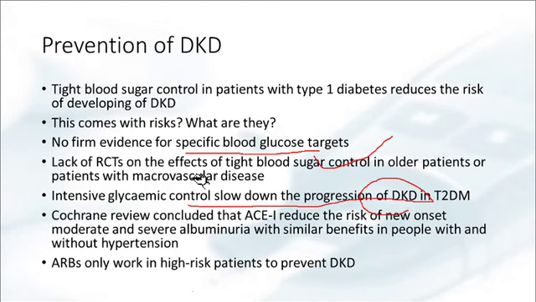A Cochrane review concluded that ACE inhibitors reduce the risk of new onset moderate and severe albuminuria with similar benefits in patients with or without hypertension, and ARBs only seem to work in high risk patients to prevent DKD. So essentially, once a person has DKD, what you should be prescribing them is an ACE inhibitor, particularly if they have moderate to severe albuminuria, as they tend to benefit from ACE inhibitor therapy.